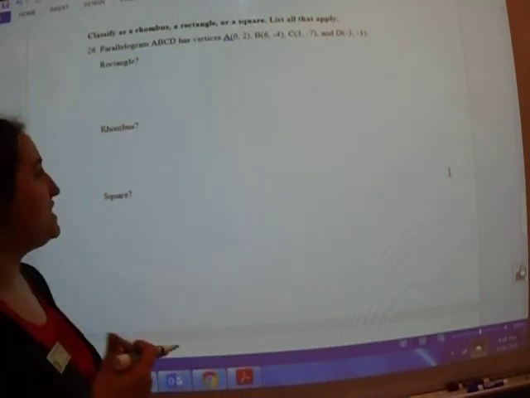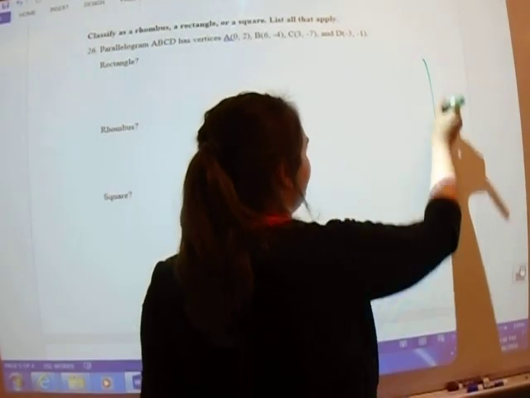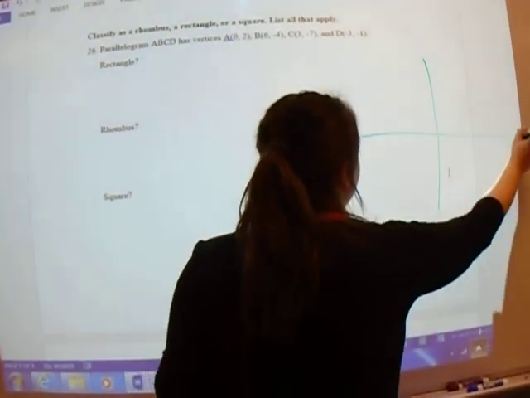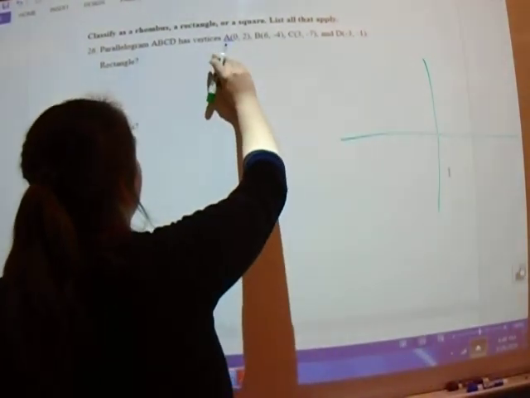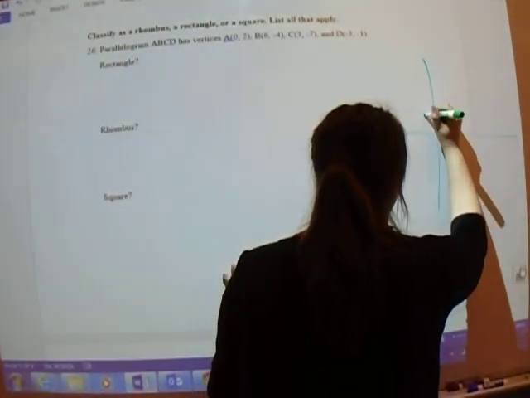All right, number 26. This one is fun. I've gone over it with a few of my classes today. So let's graph our parallelogram ABCD. 0, 2. This is A.